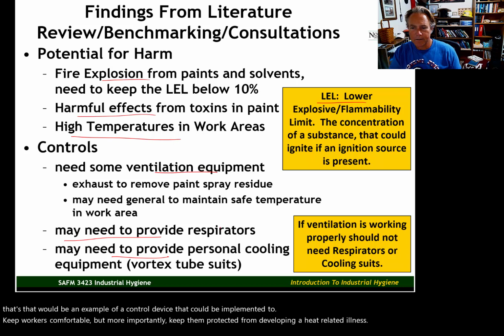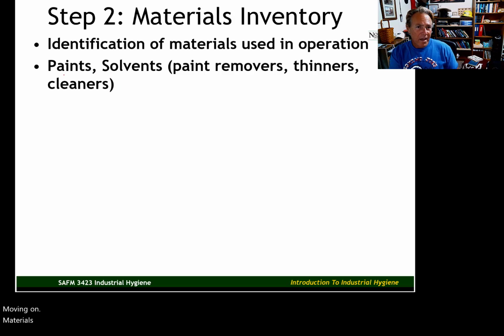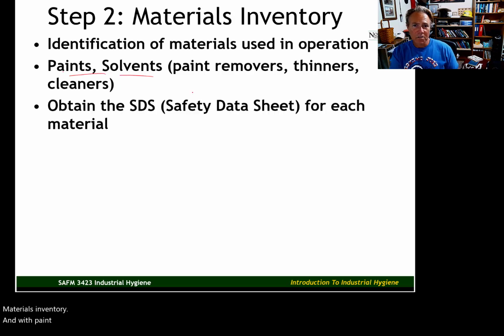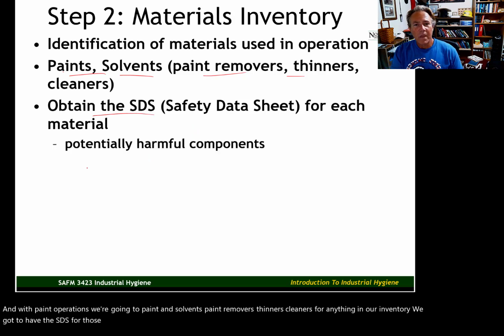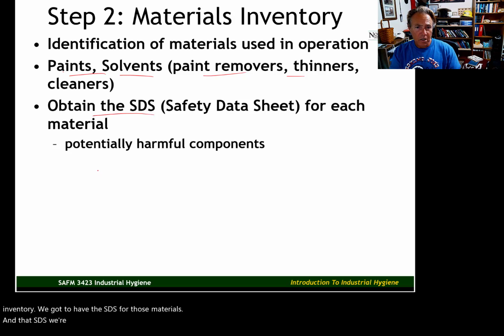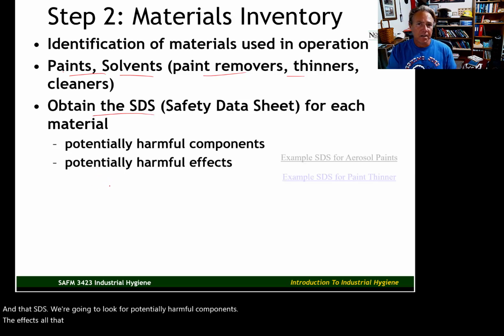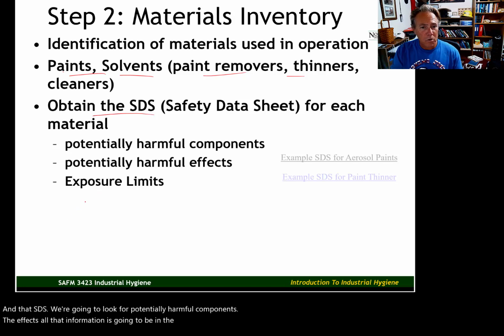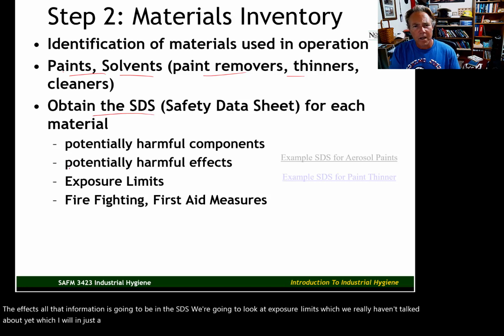Moving on. Materials inventory. And with paint operations, we're going to have paints and solvents, paint removers, thinners, cleaners. For anything in our inventory, we've got to have the SDS for those materials. In that SDS, we're going to look for potentially harmful components, the effects. All that information is going to be in the SDS. We're going to look at exposure limits, which we really haven't talked about yet, which I will in just a second. But there's a lot of information in the SDS that we can look at.